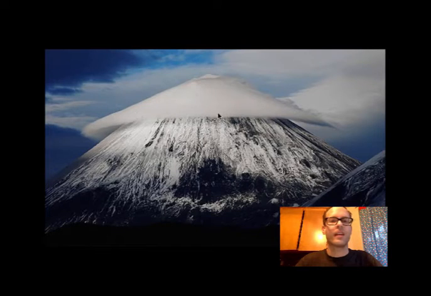This here is a lenticular cloud. Now, this doesn't quite look like a UFO, but it's getting there. And in fact, there are lots of famous cases of unidentified flying objects that turn out to be just extraordinarily rare natural phenomena.